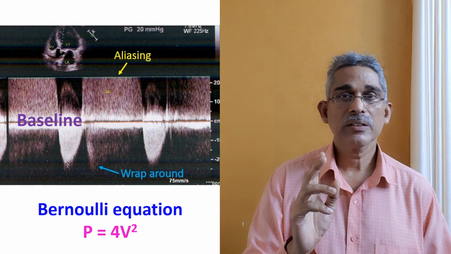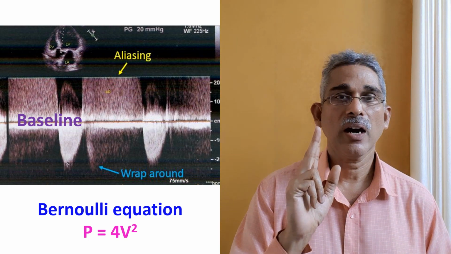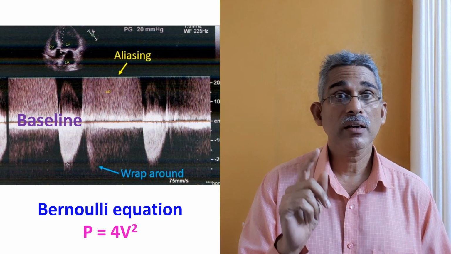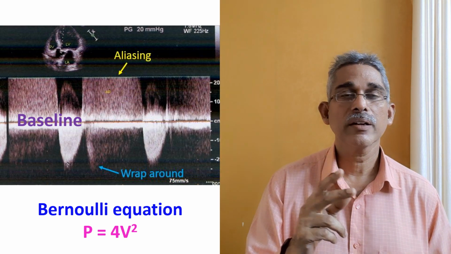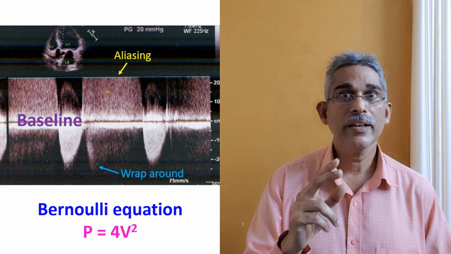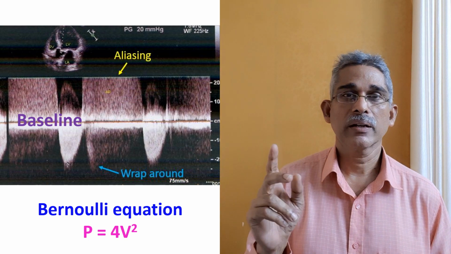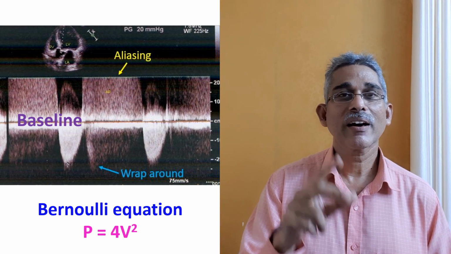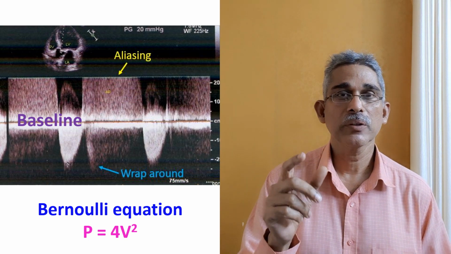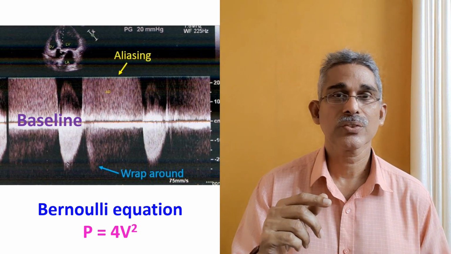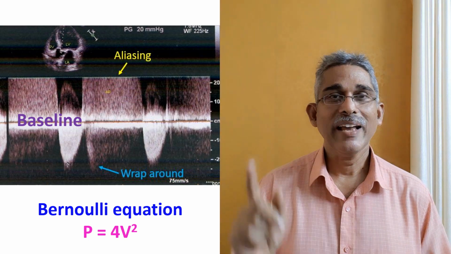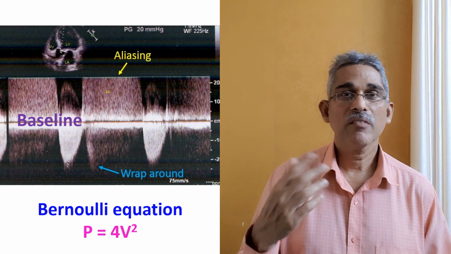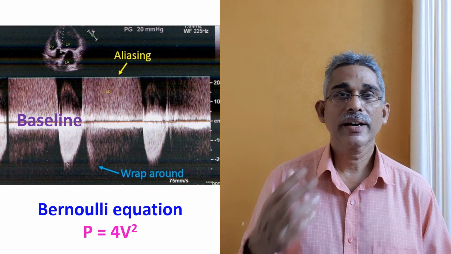So in continuous wave, you can calculate the velocity of a high velocity jet, and from the velocity you can calculate the gradient also. Gradient is calculated using a formula known as the Bernoulli equation, 4v squared. That is, the square of the velocity times 4 will give you the gradient. So you can know the gradient between the left ventricle and aorta in aortic stenosis, or the gradient between left atrium and left ventricle in mitral stenosis, and so on. So there are various ways of calculating the gradients.